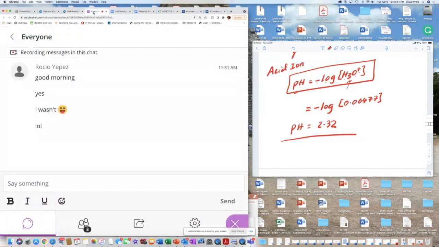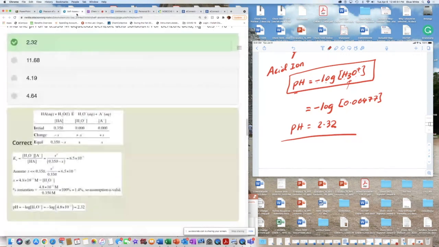Did I hear something? Okay, thought I heard something. Okay, so H3O plus is the acid molecule. Anyway, there. Yes, we passed.